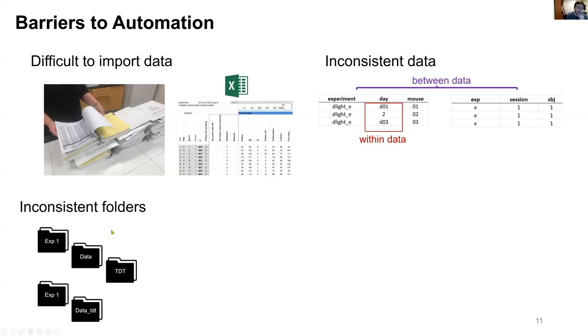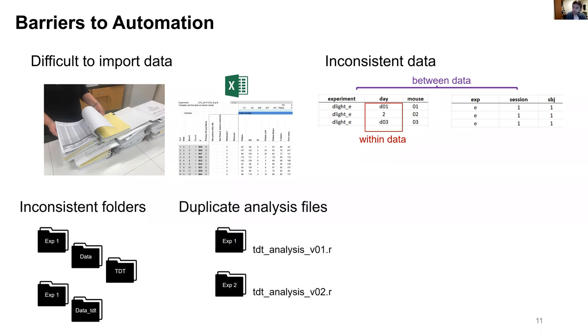Along with that is inconsistent folder or file naming. So if you have different hierarchies for all of your experiments, trying to do any automated analysis is going to be much more challenging. Not impossible, but it's going to be easier if you have a very consistent hierarchy across all of your experiments and analyses.